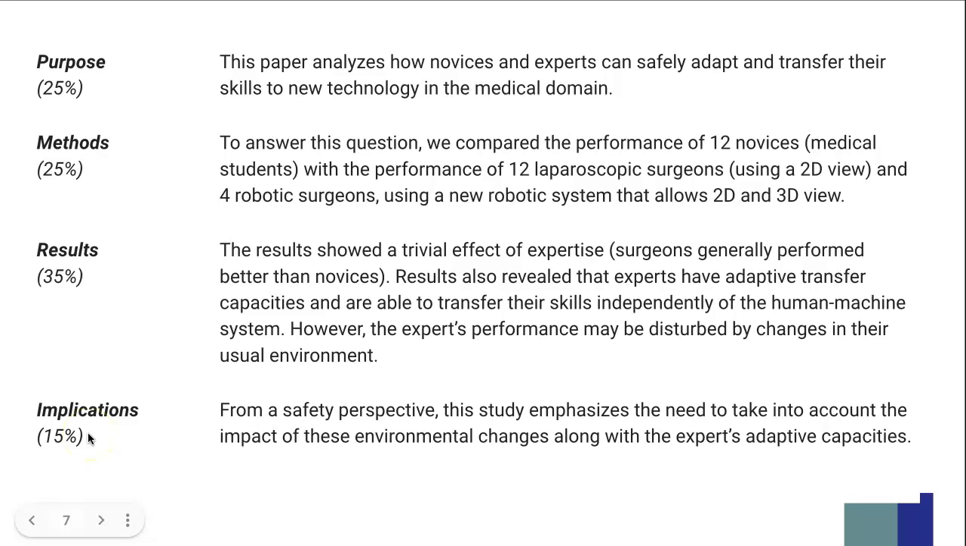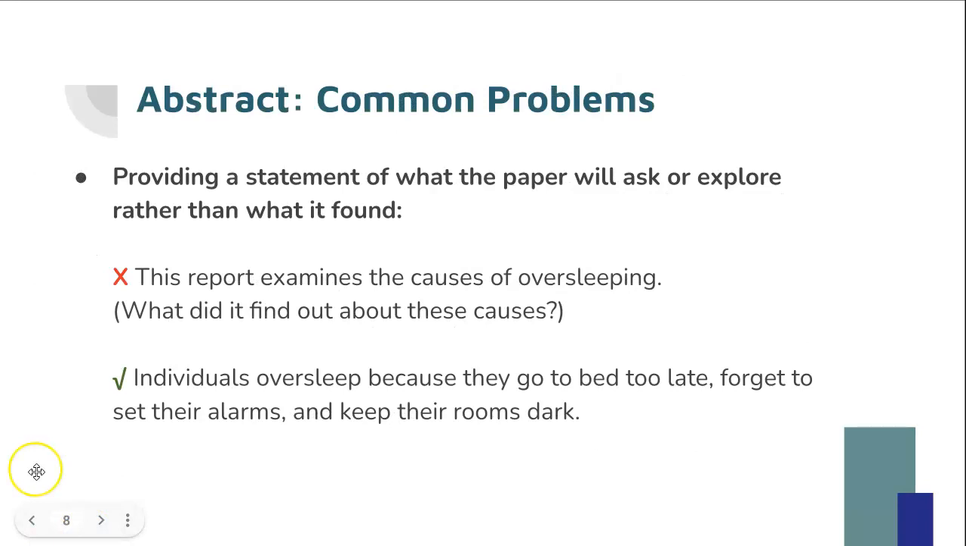Notice that we do not talk about limitations in our abstract. We don't need to admit our faults right off the bat. They can read the whole paper for that if they want to know. There are 2 common problems that students often struggle with when they're writing abstracts. The first is they provide a statement of what the paper will ask or explore rather than what it found.